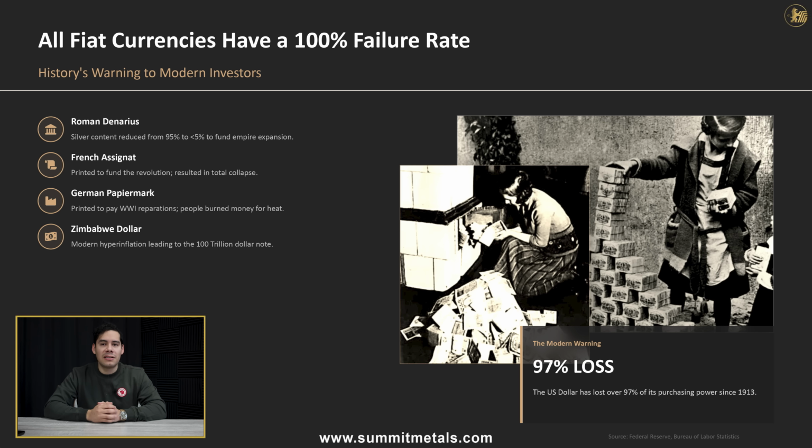The US dollar is not immune to this process. It has already lost 97% of its purchasing power since the Federal Reserve was created in 1913. The current fiat experiment is just the latest iteration of a very old story. The question is not whether the dollar will fail, but when. And when that failure accelerates, the market will seek out real value.